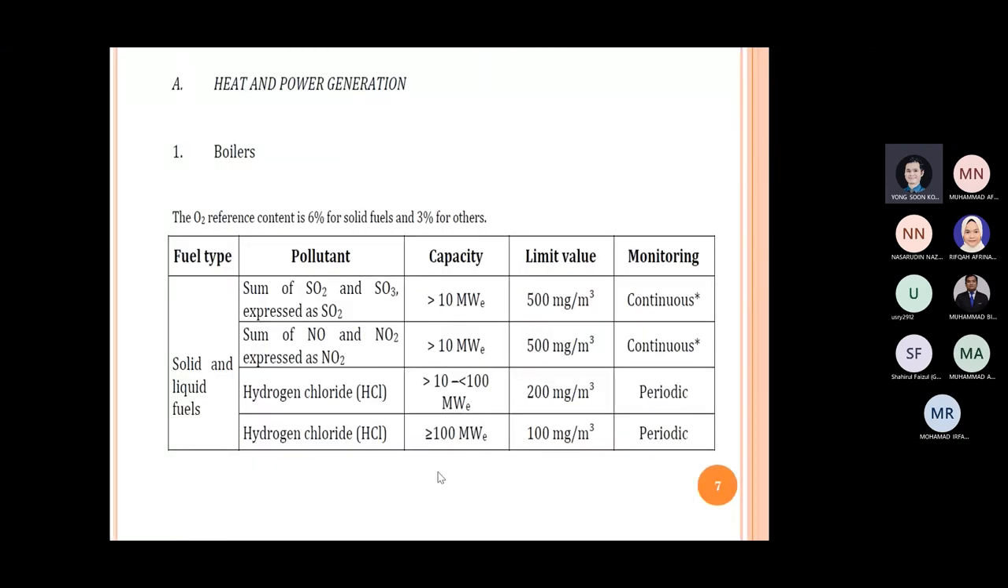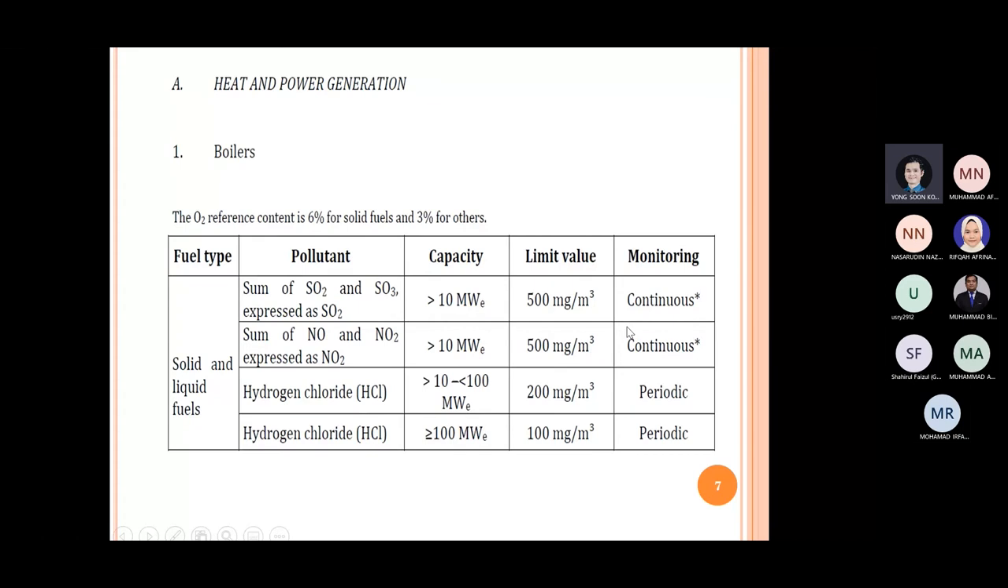So when you look at the standards for boilers, they also look at the capacity. Some boilers are very big, some of them very small. Based on this, and based on the pollutants, the limits come in different quantities. Some of the pollutants have higher limits, some do not. And their monitoring methods also differ. Some are very frequent: for sulfur dioxide, sulfur trioxide, and also NOx gas, the monitoring must be continuous.